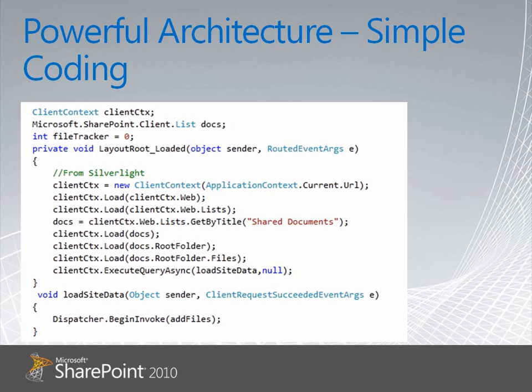We can then call load methods, and you may have seen these in previous modules with the .NET client object model. We can load the web property of the client context object, then the lists, and we can load the document library called shared documents simply by calling the getByTitle method of the lists object. We can load the documents folder, then the root folder of the documents library, and then load the collection of files within the root folder.